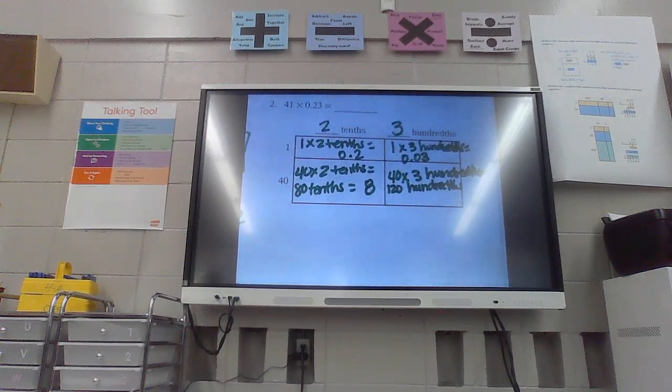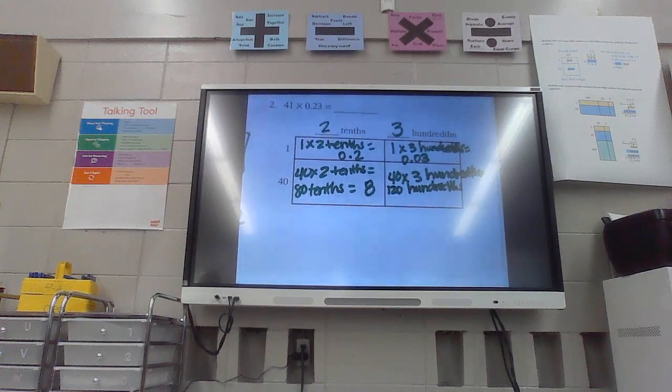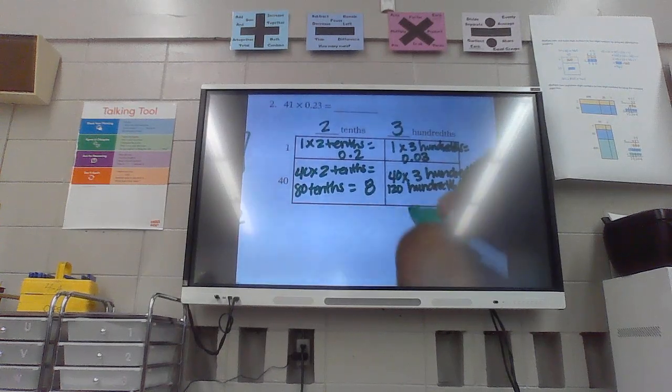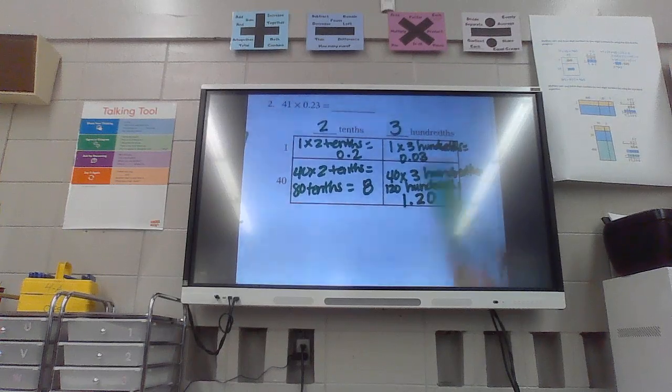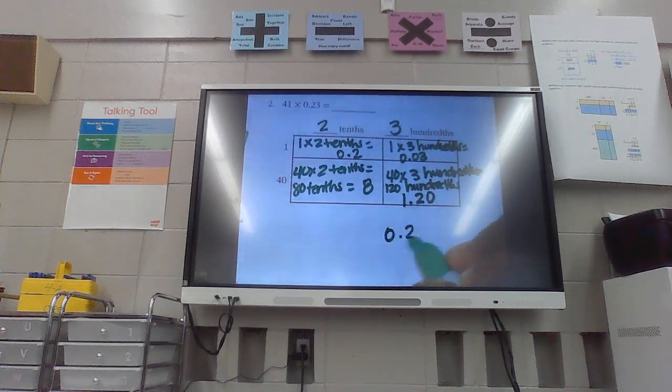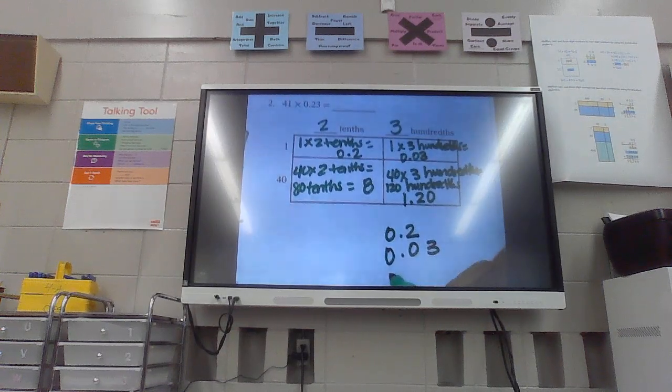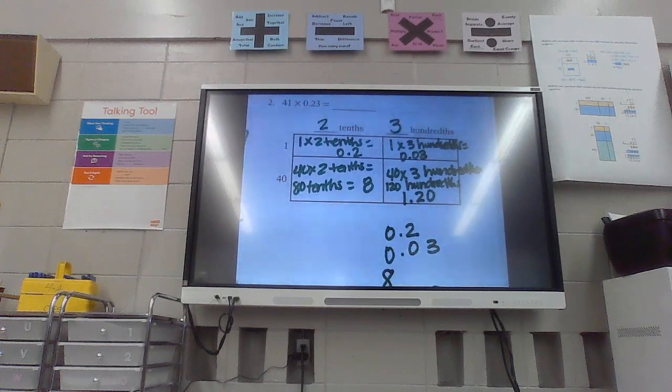The last digit, that 0, has to end up where? In the hundreds place. So that's 1.20. So now what do I do with all these pieces? Add them all together. I have 0.2. I have 0.03. I have 8. I have 1 and 2, 0.